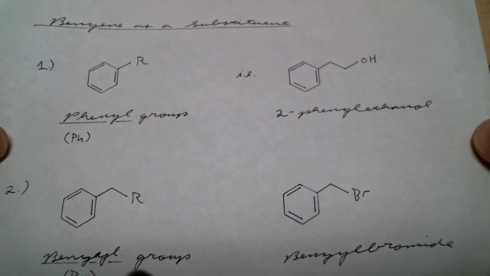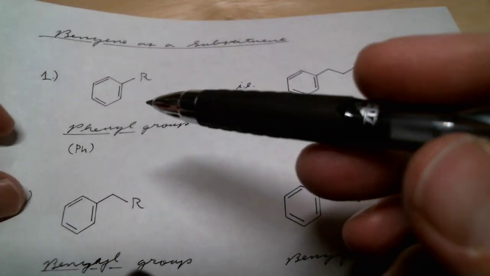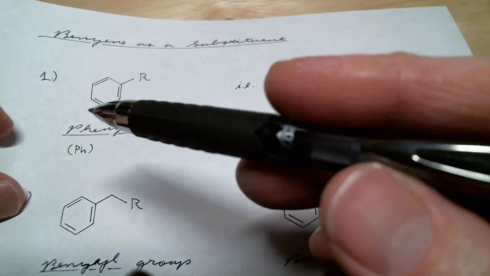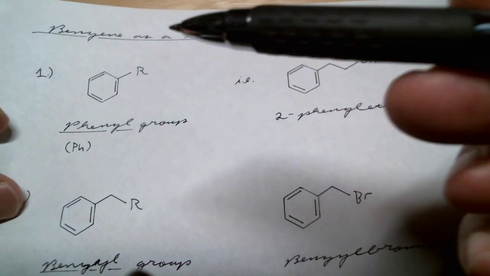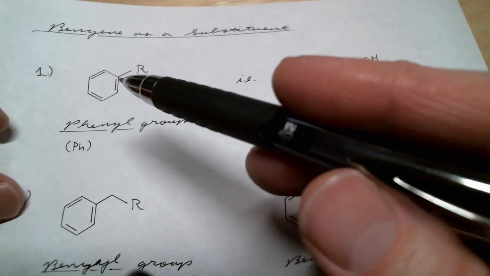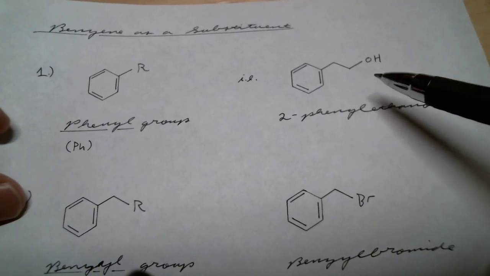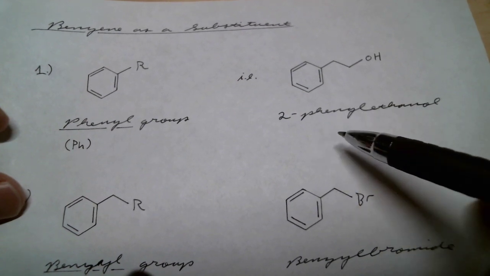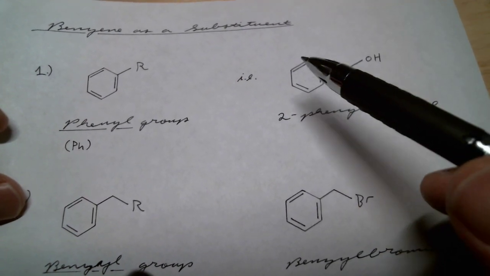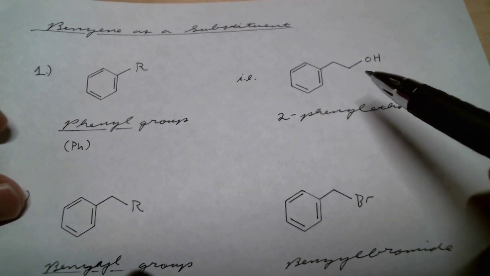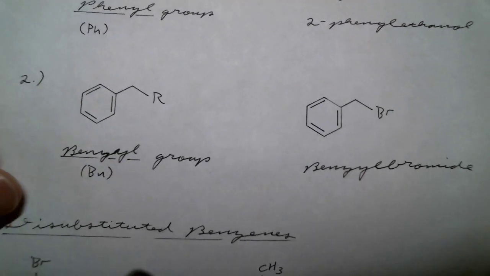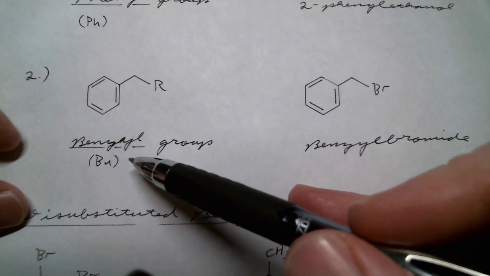We can also think of benzene as a substituent or a group. And so when we are thinking of benzene as a substituent, here we have our aromatic ring, our benzene ring, attached to some R group. We could call that whole aromatic ring a phenyl group, and we abbreviate that as Ph. So, for example, this might be called 2-phenylethanol because we've got this phenyl ring at the 2 position of ethyl alcohol. You could also symbolize it as a benzyl group.